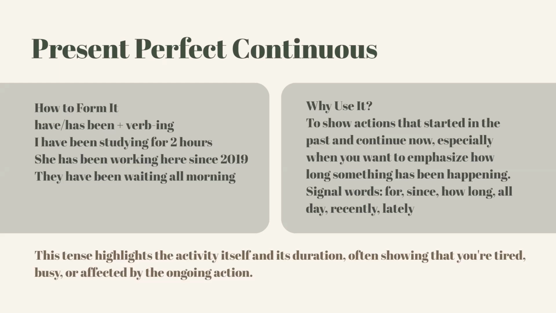Actually, you can find what the tense wants you to create in the name. It's talking about the present day. And it's perfect and it's continuous. So when something is continuous, you just add the ing form, and when something is perfect, you just add have or has. And it's that easy actually.